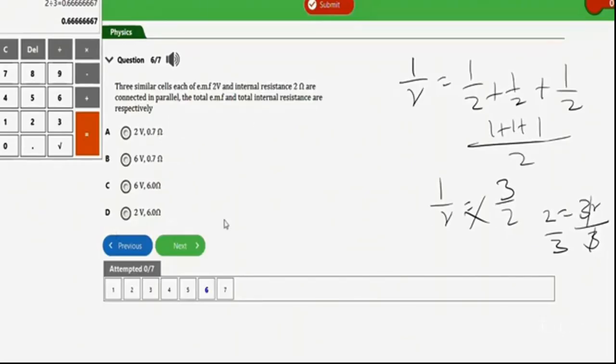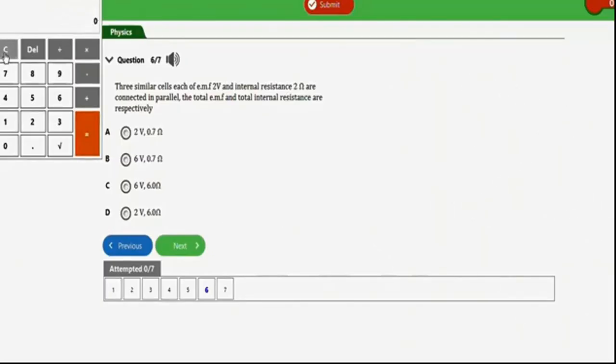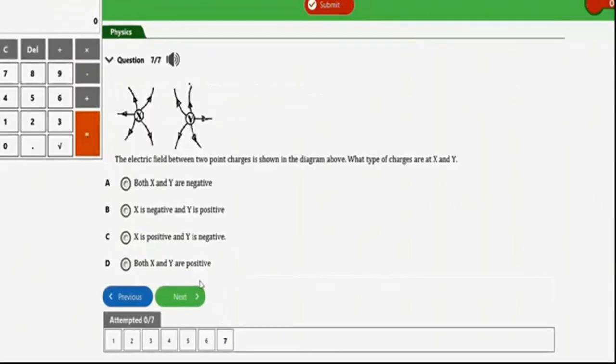Let's solve the last question before we call it a class. It says the electric field between 2 point charges is shown in the diagram above. What type of charges are at x and y? Both x and y negative. X is negative and y is positive. X is positive and y is negative. Both x and y are positive. For this particular question, the correct option will be option D, which is both x and y are positive.